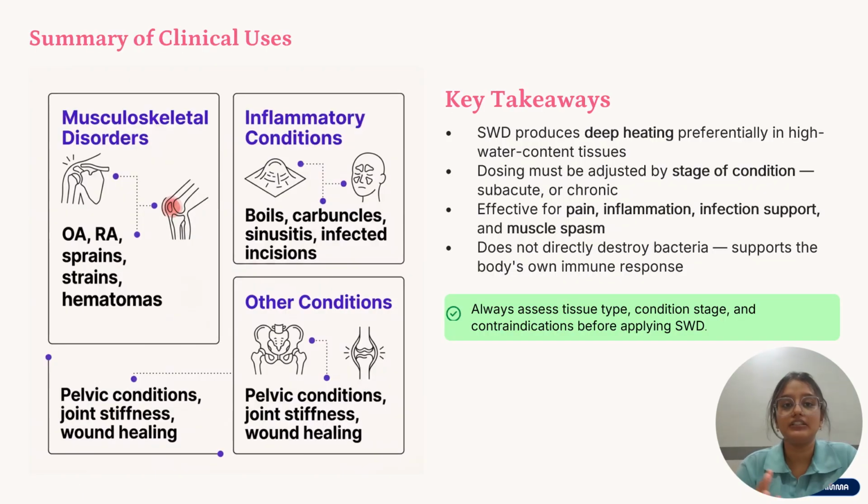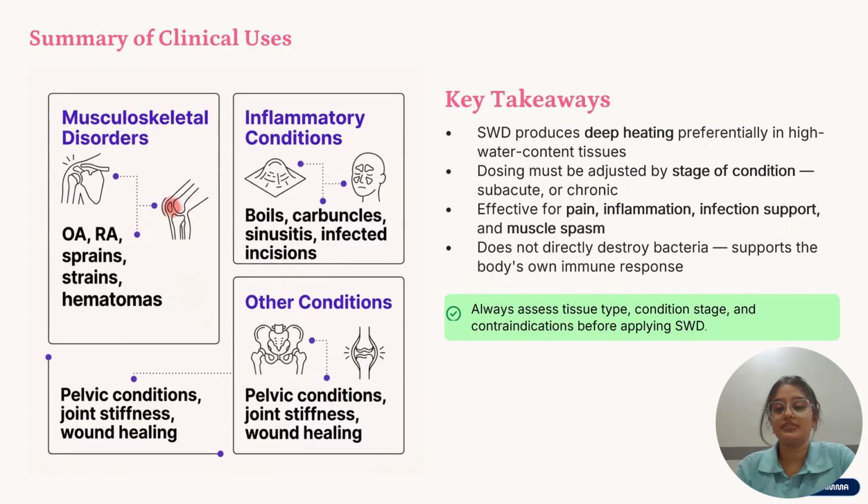So, summary of the clinical uses. Musculoskeletal disorders like osteoarthritis, rheumatoid arthritis, sprains, strains, and hematomas are treated. Inflammatory conditions like boils, carbuncles, sinusitis, and infected incisions. Other conditions like pelvic conditions, joint stiffness, and wound healing. SWD produces deep heating, preferentially in high water content tissues like muscles, according to the dielectric constant.